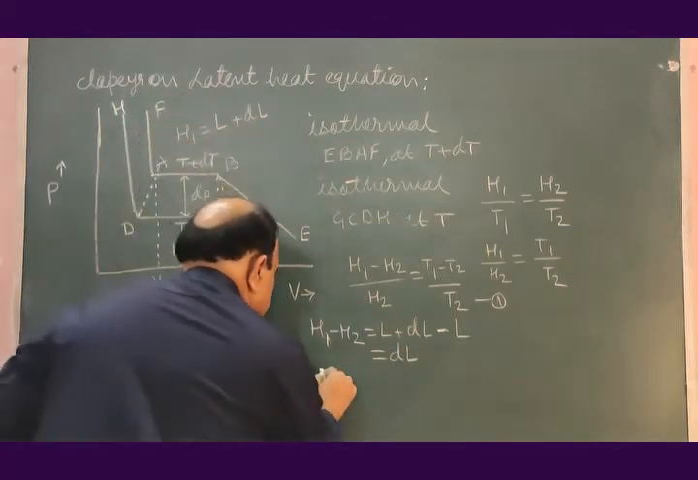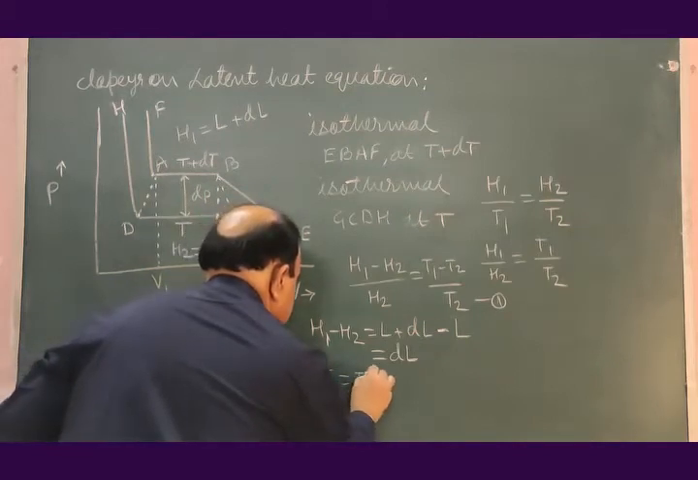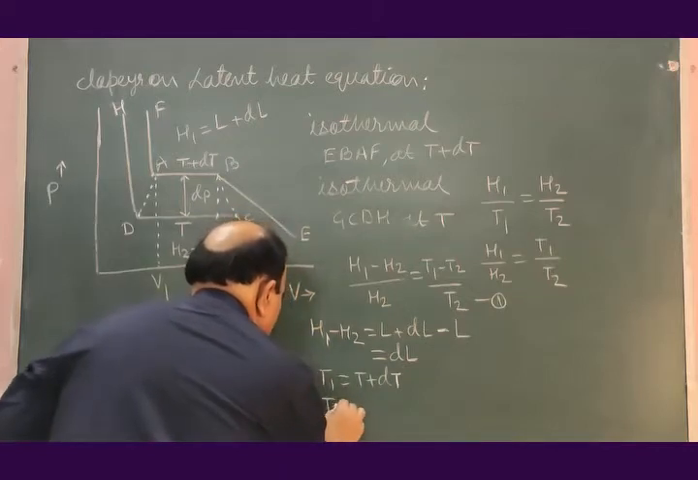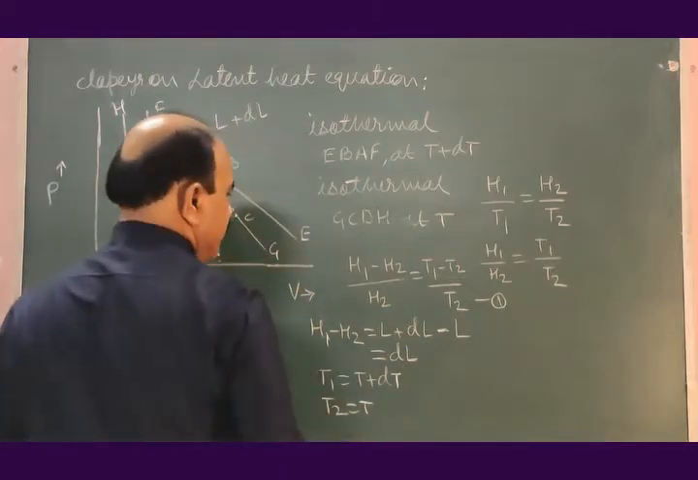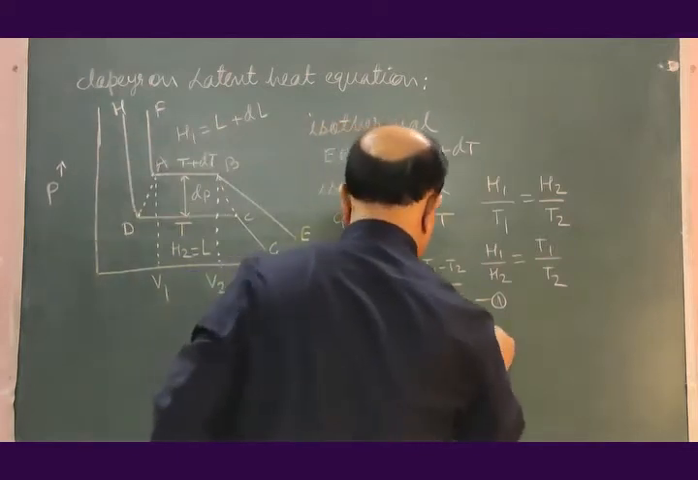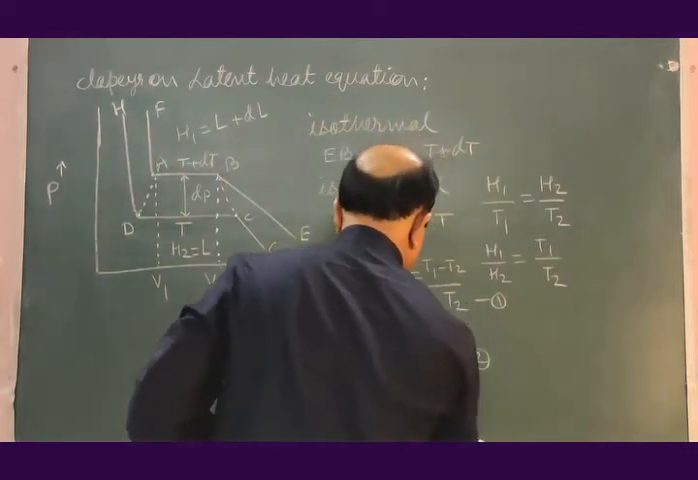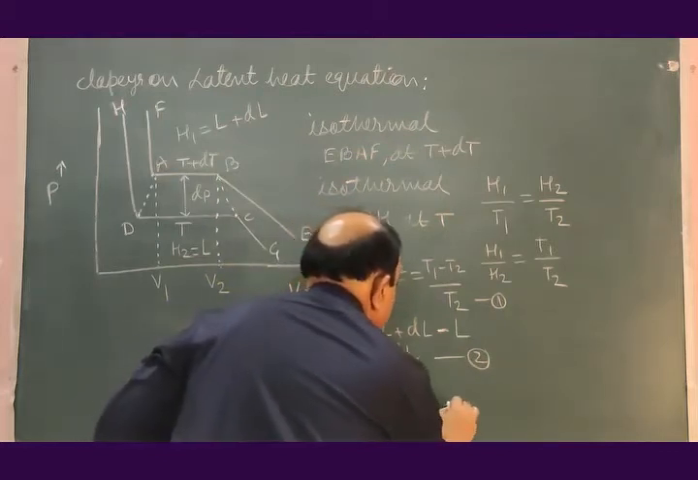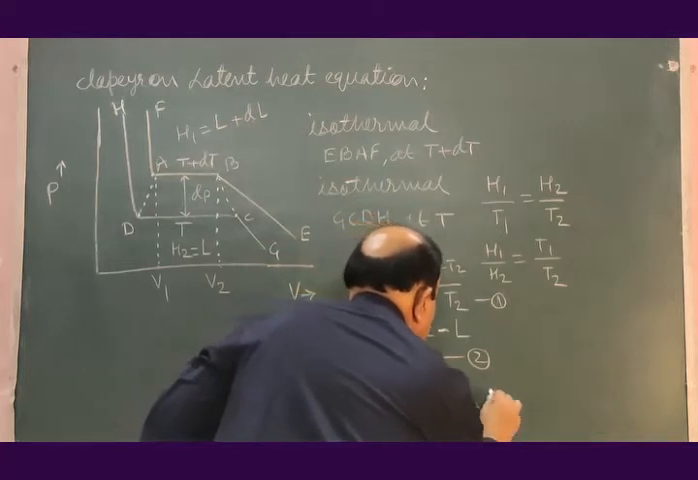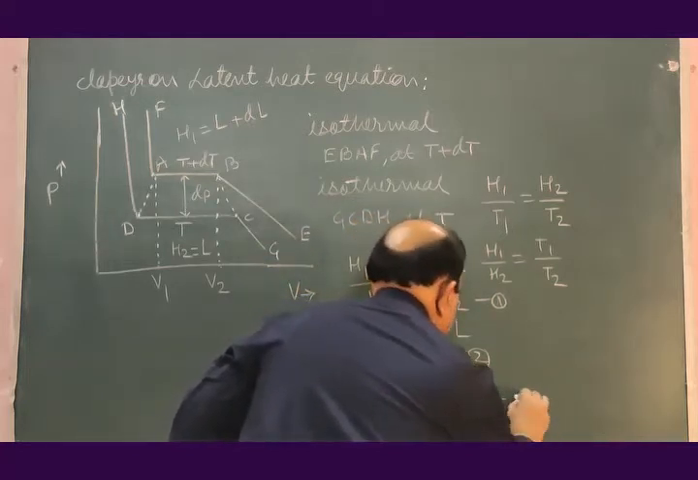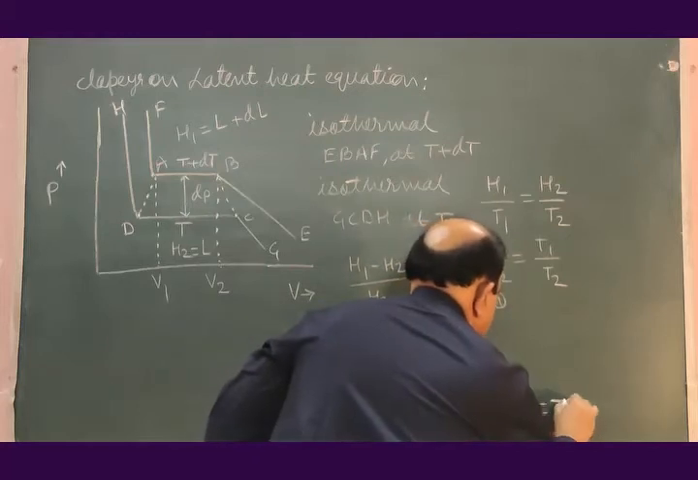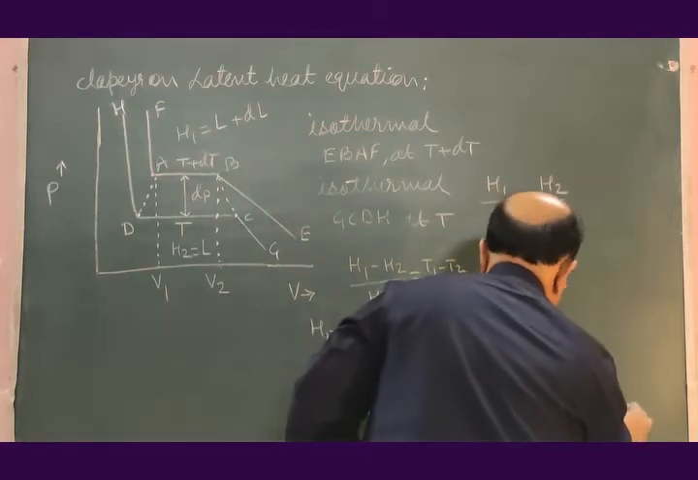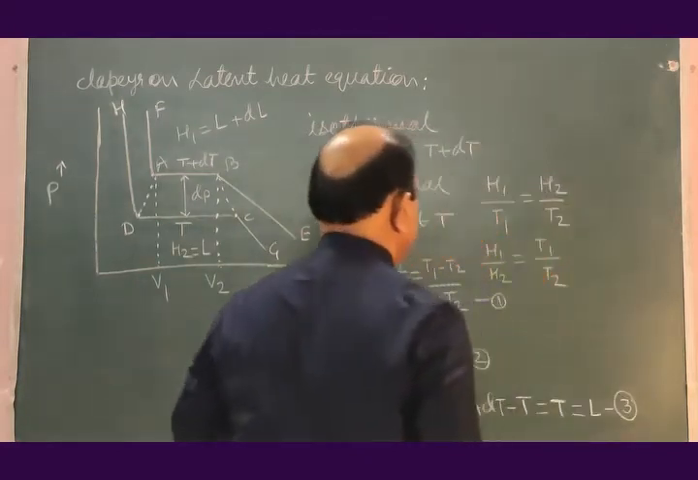Then what is T1? It is T plus dt. What is T2? It is T. And therefore, let me write this as equation number 2. And therefore, T1 minus T2 will be equal to T plus dt minus T, that is equal to dt, which is corresponding to dl, equation number 3.